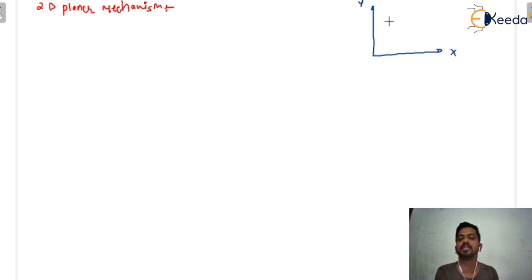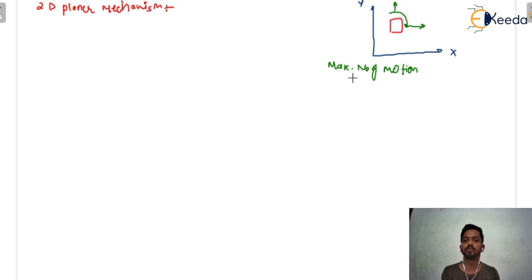Now I'm going to consider the system that is like that. How many motions are possible? That is 1 in the x direction. Another motion can be possible in the y direction, and the third type of motion that can be possible is rotation. It can be rotated in the xy plane. So I can write here the maximum number of motions, because in two-dimensional planar mechanisms, the maximum number of motions possible is equal to 3. Are you getting my point?